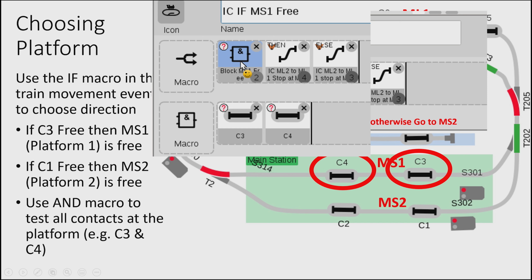So remember, you can long press. So I have long pressed on this, and now you can see it below. So it's a macro that actually verifies that C3 and C4 is free. So now basically the if macro will verify that the entire stretch of track going past platform 1 is free before it decides what to do.